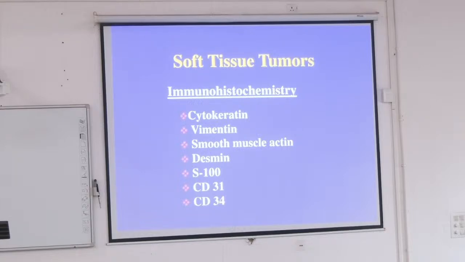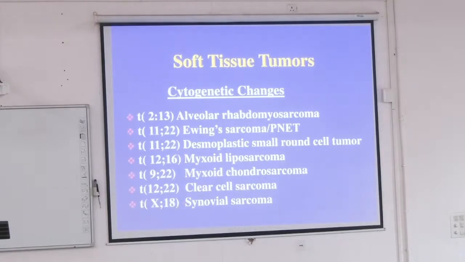S100 is positive for neurogenic origin. Any neural tumor is S100 positive. Actually, it denotes the neuroectodermal origin. Apart from neural tumors, neuroectodermal origin could be malignant melanoma. In such cases also the S100 will be positive. And CD31 and CD34 are markers for vascular origin. Okay. Next, the cytogenetic changes.